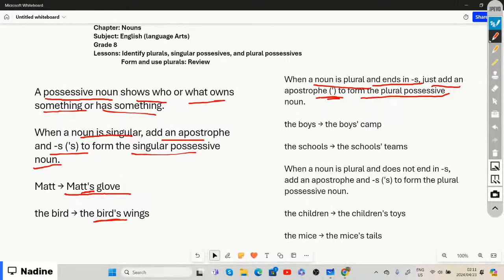For example, if we make mention of the camp that the boys went on, and the boys refers to more than one boy, then we can say the boys' camp. We only add an apostrophe, not an apostrophe and an S, because the plural noun already ends with an S.